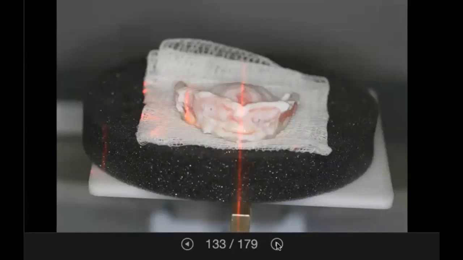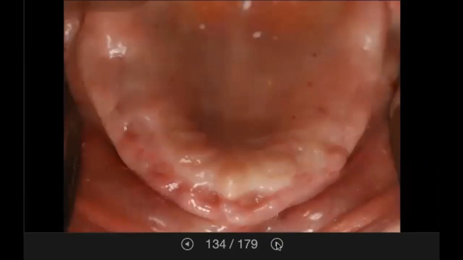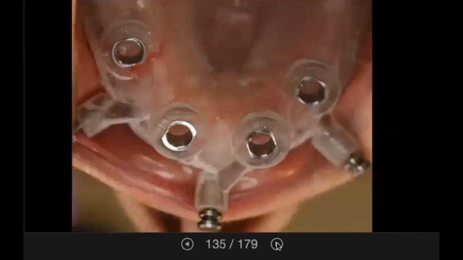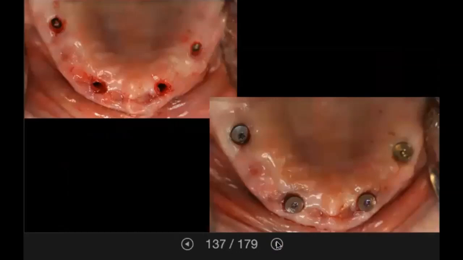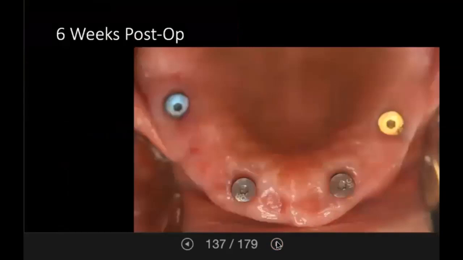Here we have her edentulous ridge prior to surgery. Her surgical guide is in place. Implants are placed in a flapless fashion with an intentional 12 degrees of divergence. The implant sites and stock healing abutments are in place immediately after surgery.